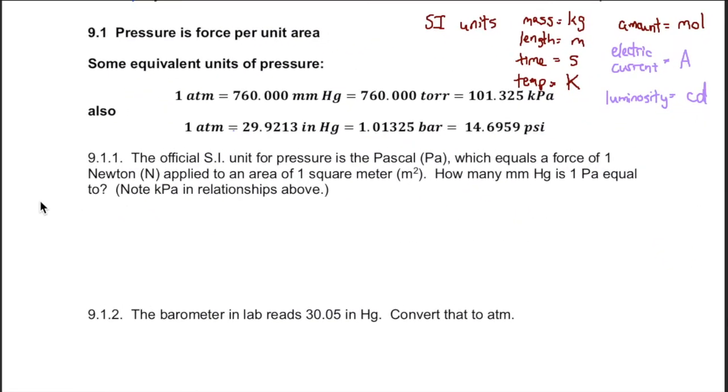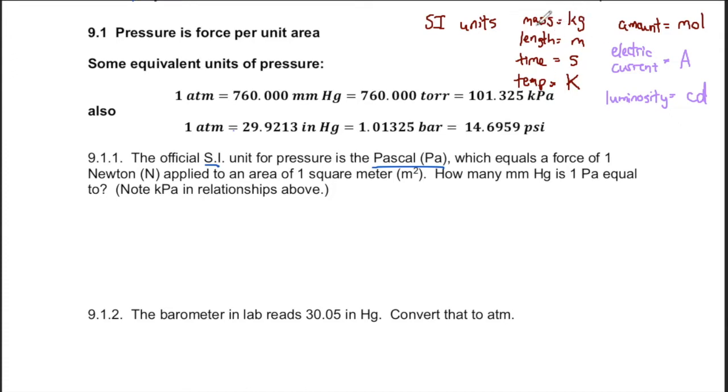One of the properties that's very prominent when you're dealing with gases is the property of pressure. So gases exert a force on their containers, and pressure is something that measures force per unit area. A Pascal is the unit of pressure that relates to SI units.